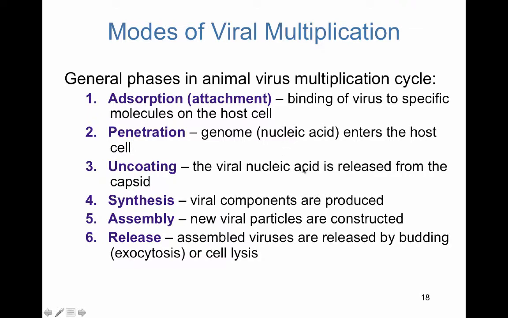Once the nucleic acid has entered the host cell, it now can hijack the host cell's machinery to make new viral components. Once those new viral components are constructed, it then will start assembling into mature viral particles, and it will release from the host cell via a process by budding, which is also called exocytosis, or through cell lysis. So the cell will actually pop and the virus will be released. And usually there are hundreds of new viral particles that are produced.